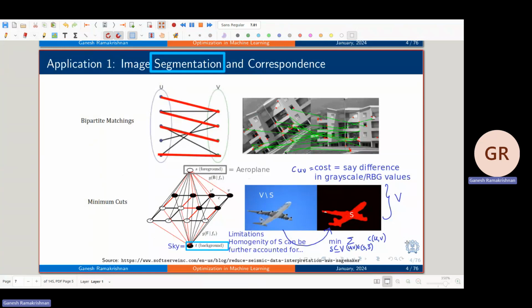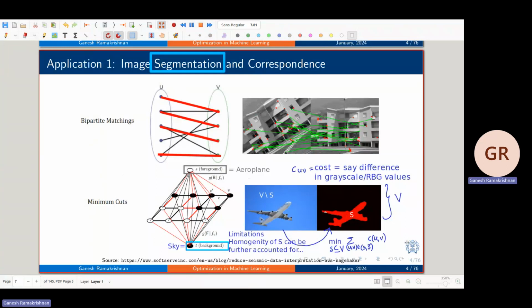Coming back to this example. So this makes sense for the pink region, right? This is S, this is S complement or V minus S. Now what do you do with the stem region? It's going to be similar. This is something we want to be part of S. S is basically that which belongs to the foreground. And V minus S is what belongs to the background, right? So you're trying to push some things to T, some things to S.